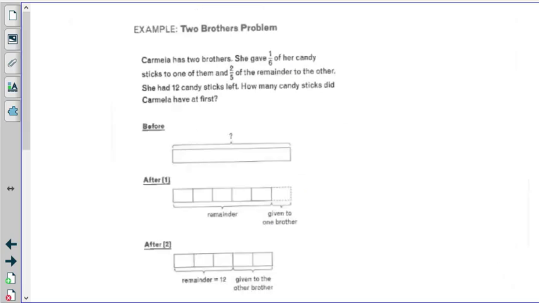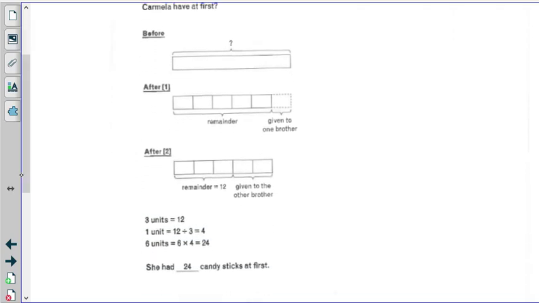Next page. The two brothers problem. Carmela has 2 brothers. She gave 1/6 of her candy sticks to one of them and 2/5 of that remainder to the other. She had 12 candy sticks left. How many candy sticks did Carmela have at first? So the before model, here it is, 1 bar, we draw it. She gave 1/6 of them away, so you can see that it's now cut into 6 equal parts. Gave 1/6 away, which is why this is dotted, right? So there's minusing the 1/6.